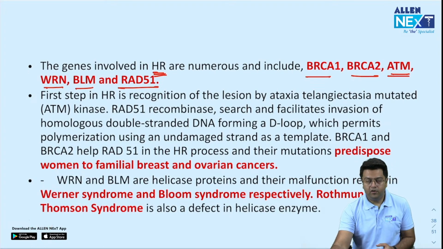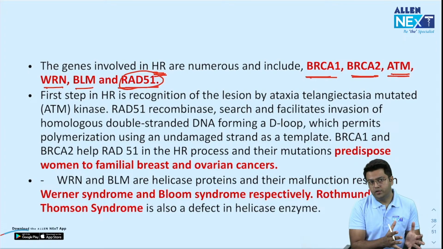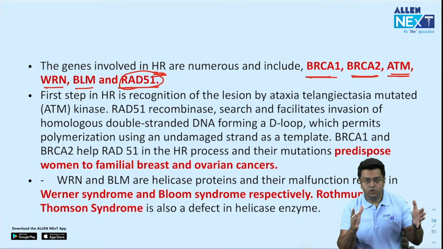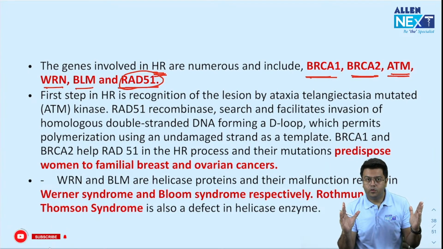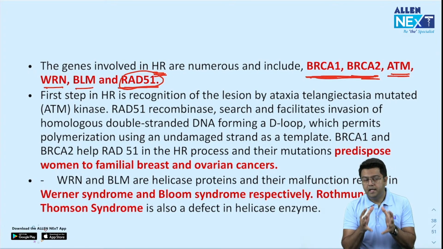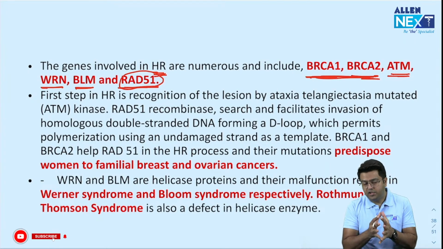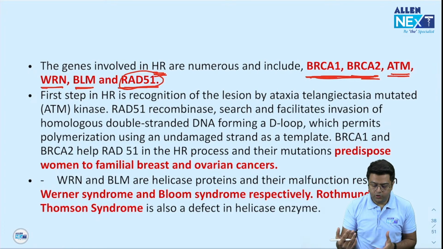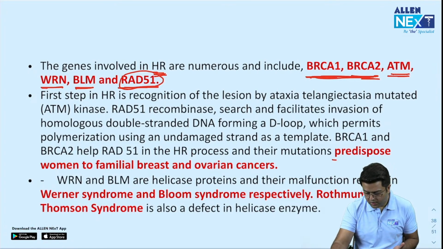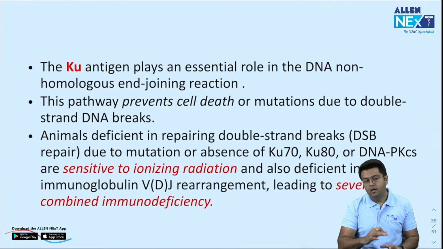ATM is the one which identifies the lesion. BRCA1, BRCA2 and RAD51 are able to take the information from the homologous chromosome, which is the undamaged part of the chromosome. I told you we have 2 chromosomes. So one is undamaged, suppose the other is damaged. So these, BRCA1, BRCA2 and RAD51, help in taking the information and the ultimate repair. And WRN and BLM are the helicases which help in separating the DNA. So Werner syndrome, Bloom syndrome. And guys, BRCA mutation causes ovarian and breast cancers. That is again something we should remember for MCQ. Fine. So these are the points that we should remember in homologous repair.